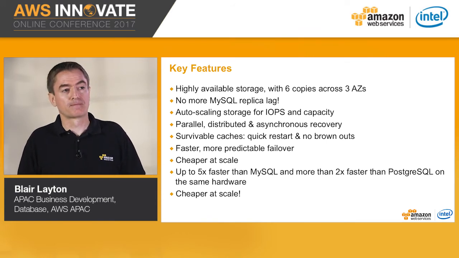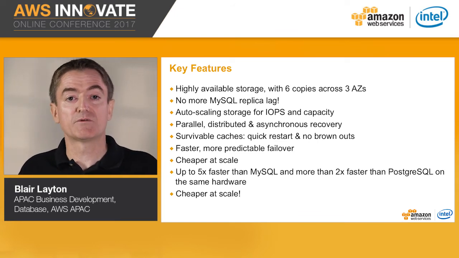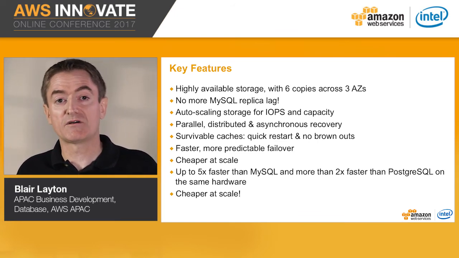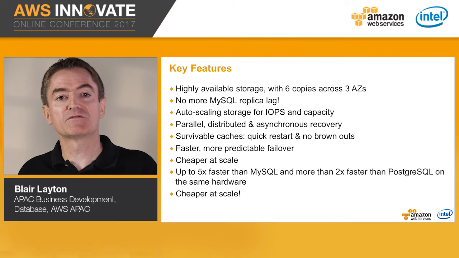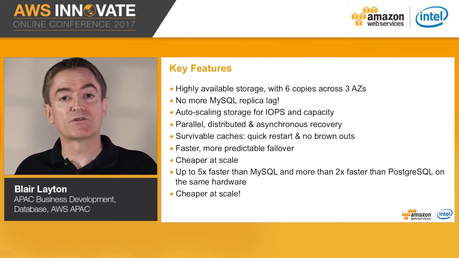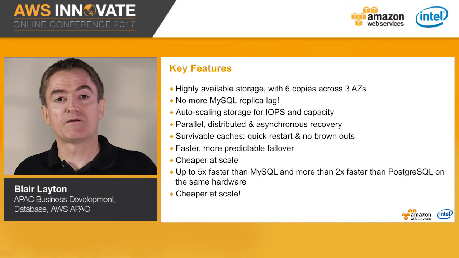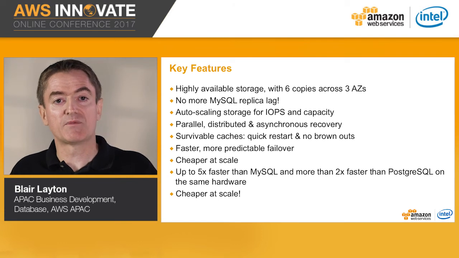Speaking of faster, when Aurora is compared with MySQL on the same hardware at scale, it is up to 5 times faster. It should be noted that this is not a single query running, but lots of connections running lots of queries. For Postgres, it's more than 2 times faster on the same hardware. If you would like to know more, AWS has published the benchmark information and how to replicate the MySQL benchmarks on the AWS website.